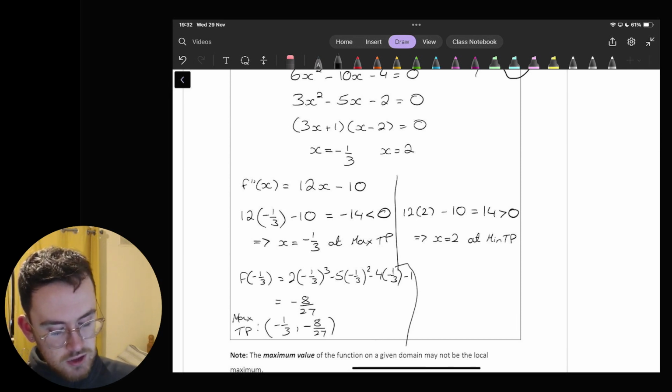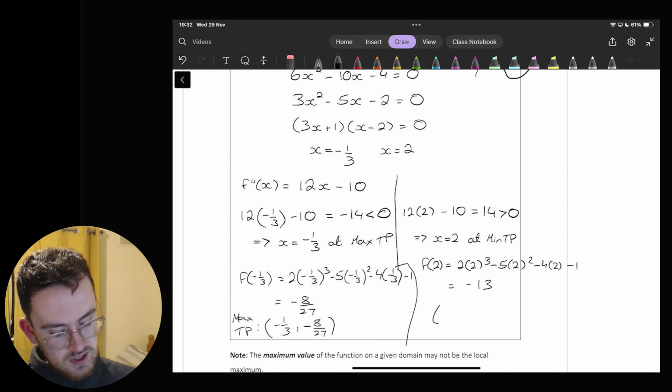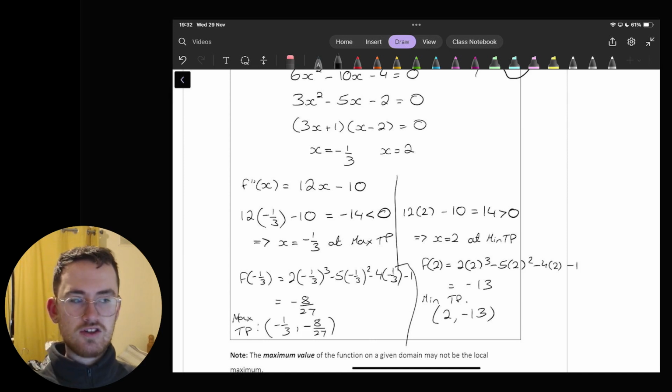To find my minimum turning point, same idea again. I'm going to get f of 2, just subbing in 2 there everywhere that I have x in my function. We've done a lot of this across these calculus chapters, so we should be fairly comfortable with substituting and all of that. And obviously then this one here would be my minimum turning point. So again, just making sure we're comfortable with everything happening here.